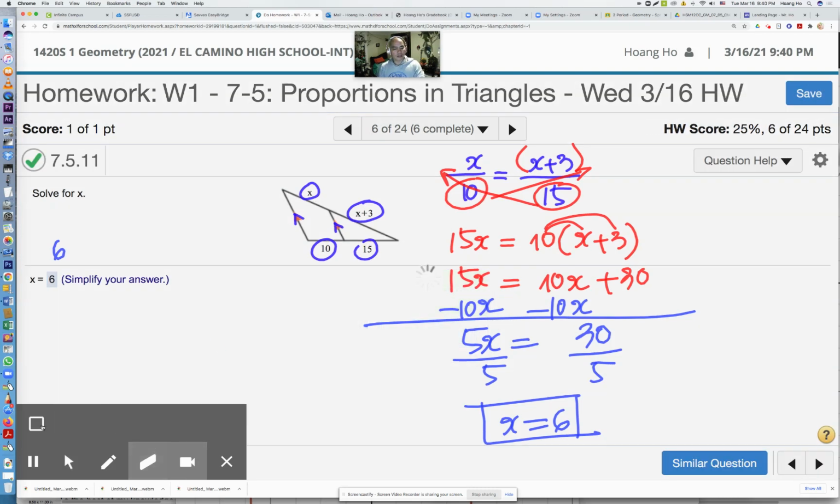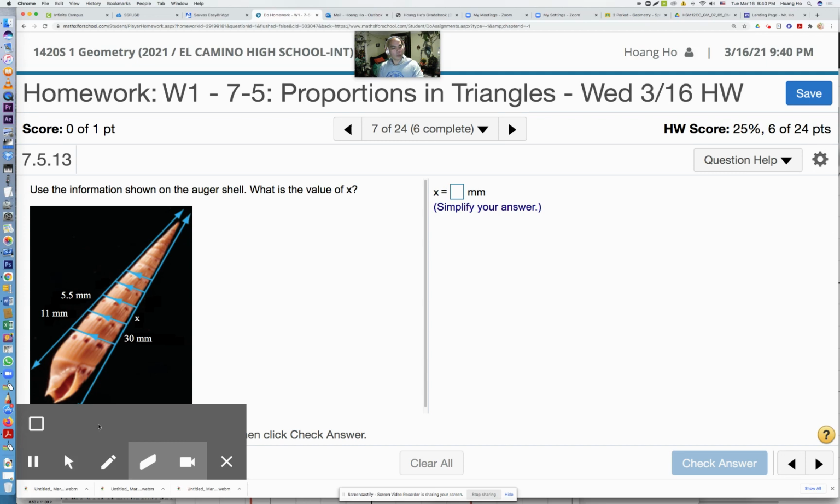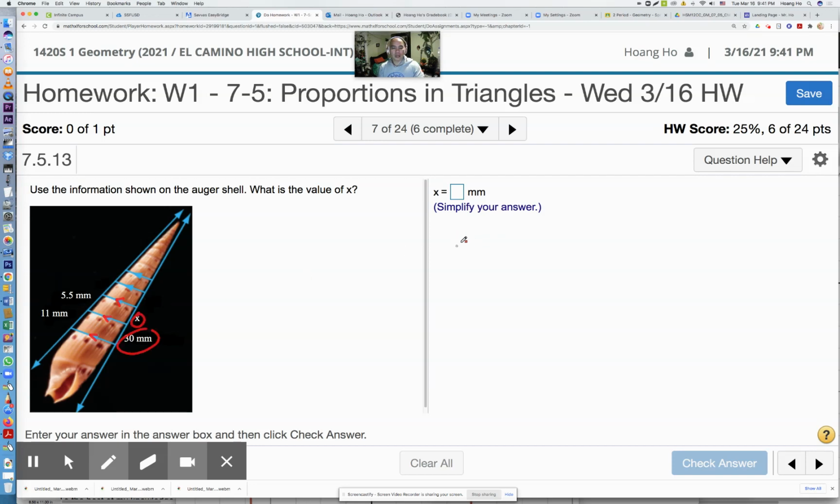Question number 7. Okay, you got a seashell. It's called an auger shell. Okay, so you see parallel lines over here. So now you have proportion. Okay. How about you can set up whatever way you want. Okay. How about x over 30 equal 5.5 over 11. Okay, so let's do that.